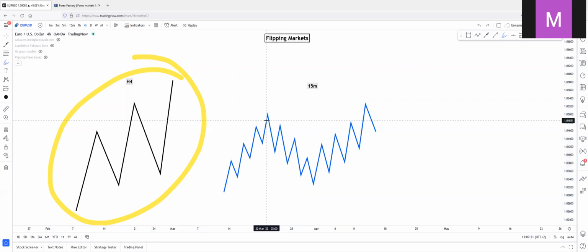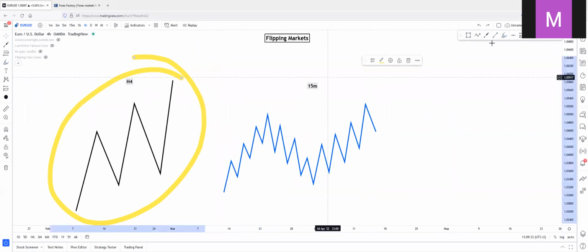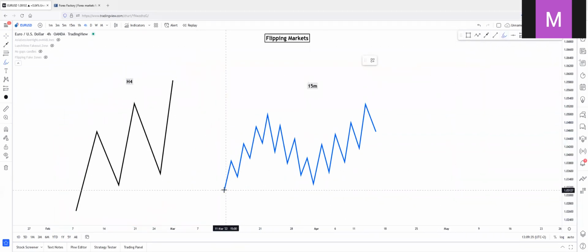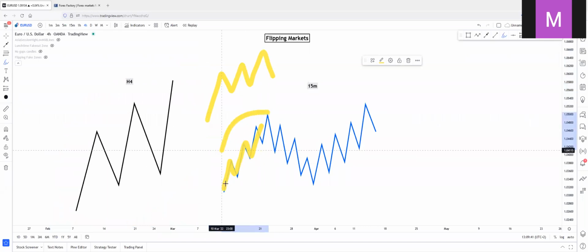But the downside movements on the 15-minute chart can be the 15-minute's own trend. Just take a look at this. As you can see at this region, on this leg of the 15-minute chart, let me just remove this big circle. This 15-minute leg is creating a series of higher highs and higher lows. So on this leg of the 15-minute chart, the structure is bullish.